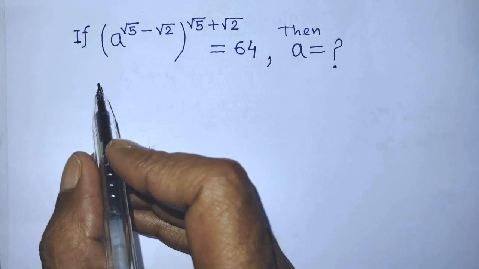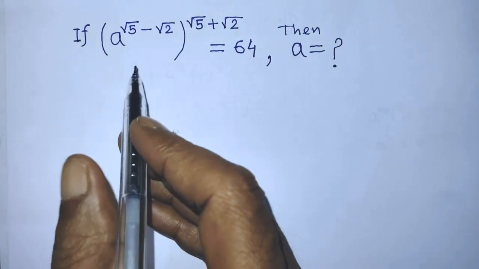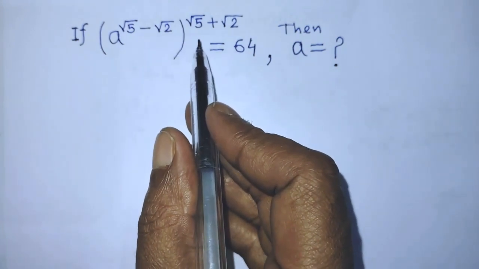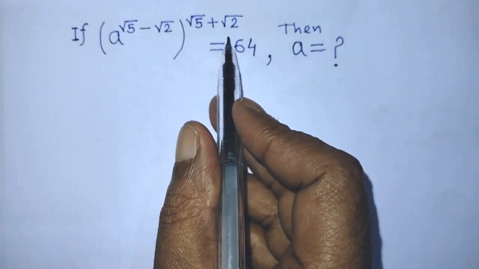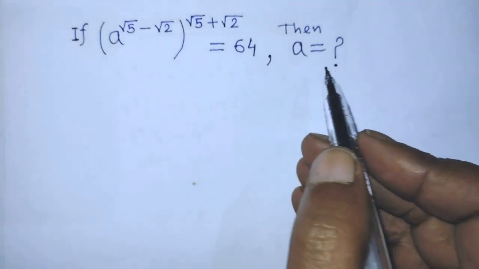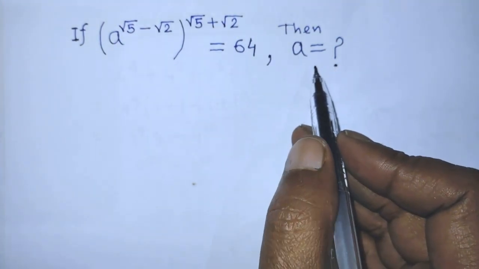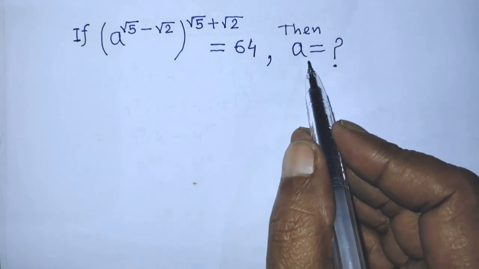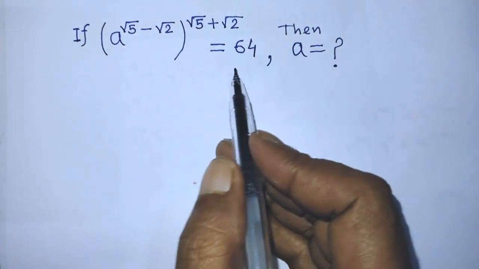So student, today our question is: if (a^(√5 − √2))^(√5 + √2) is equal to 64, then find the value of a. So student, today I am telling you how to find the value of a from this equation.